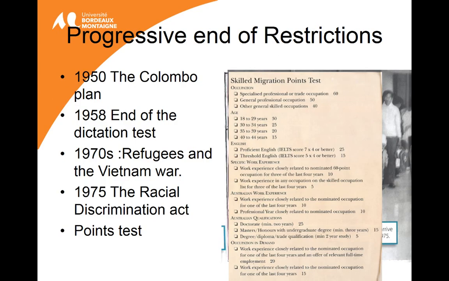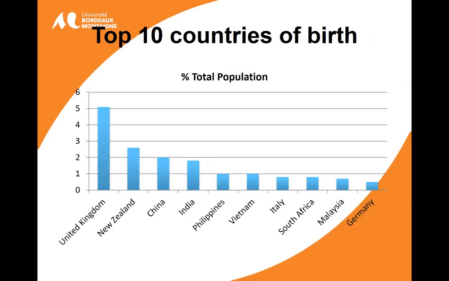Okay, so you see, I want you to pause here to have a look at the different criteria. The more points you get, the easier it is to be accepted in Australia. So this is to show you the population today. What you need to keep in mind is that 28% of the population of Australia is born abroad. The figure for France is 12%. And you see here the different countries of birth.